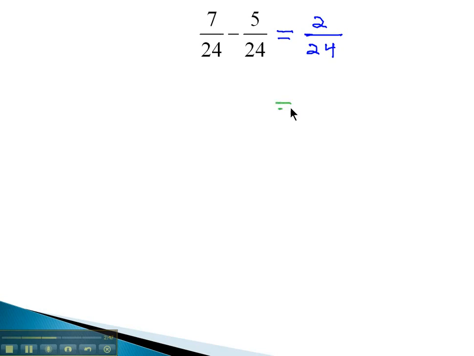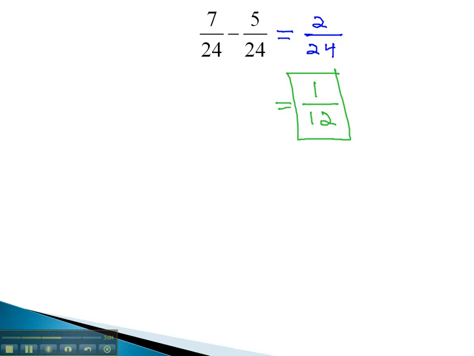Now we can reduce at the end. Again, this one is both divisible by 2. 2 divided by 2 is 1, and 24 divided by 2 is 12. We have our final difference of 1/12.